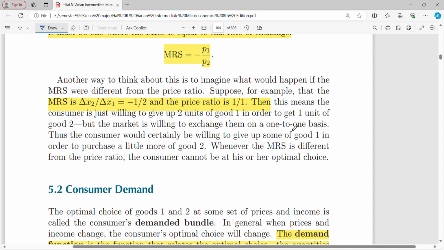This means that the consumer is just willing to give up 2 units of good 1 in order to get 1 unit of good 2. But the market is willing to exchange them on a 1-to-1 basis. Thus the consumer would certainly be willing to give up some of good 1 in order to purchase a little more good 2. Whenever the MRS is different from the price ratio, the consumer cannot be at his or her optimal choice.